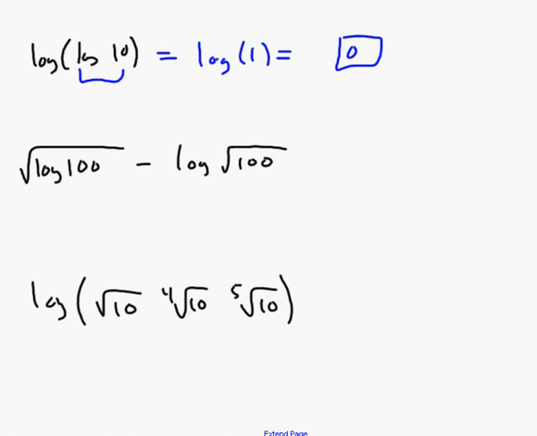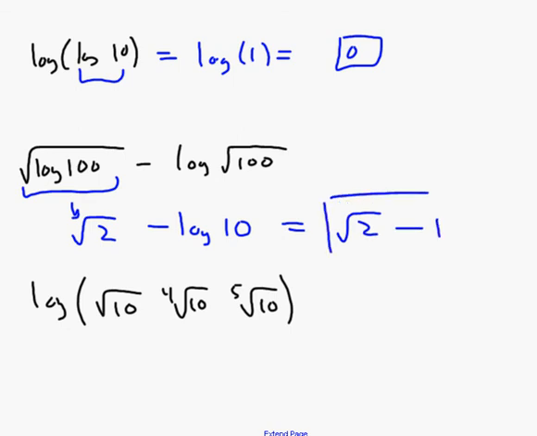Okay, as I was saying earlier, you have to worry about order of operations. In the first expression here, I'm asking you to take the log of 100 first. Well, we know that's going to be 2. So this becomes the square root of 2. Okay? In the second example, we're taking the square root of 100 first. So this becomes minus the log of 10. Because the square root of 100 is 10. We know that that's going to be 1. So we get the answer square root of 2 minus 1.